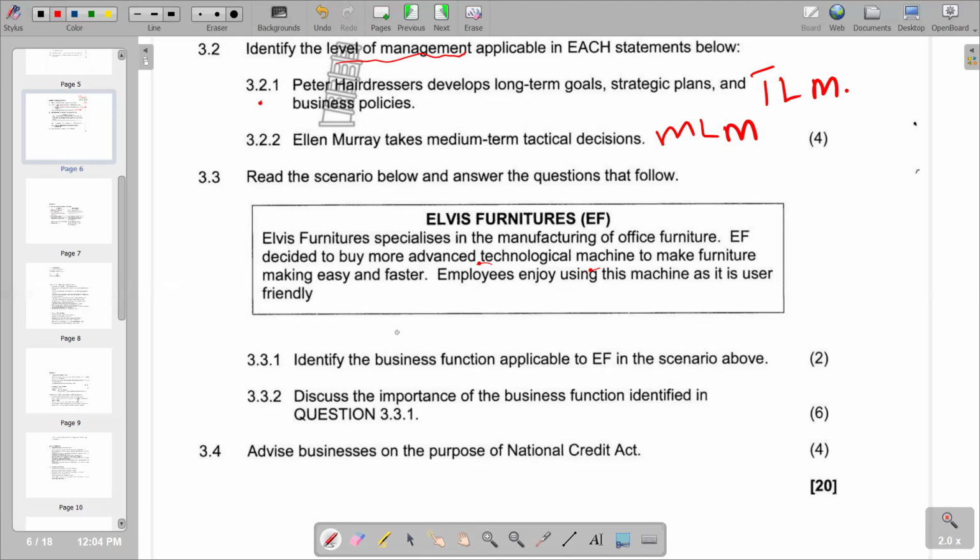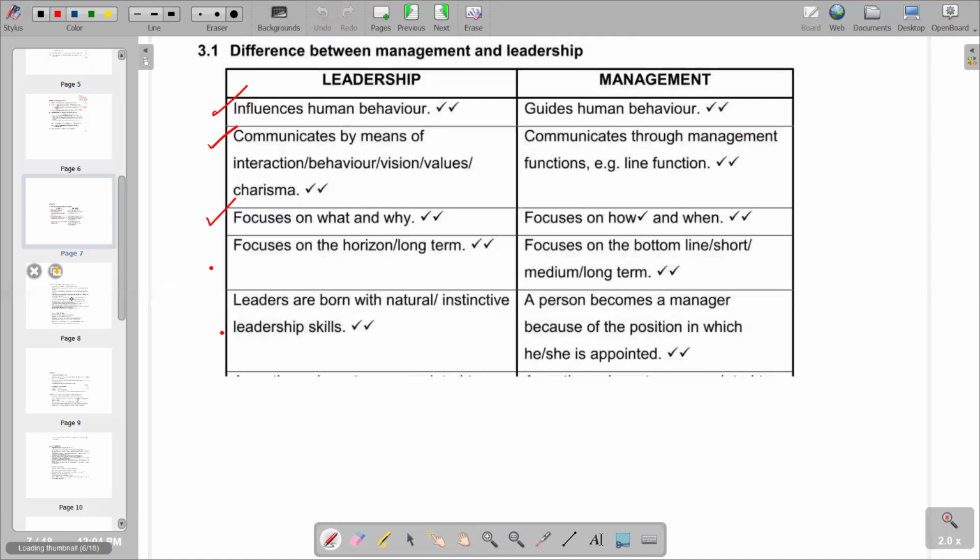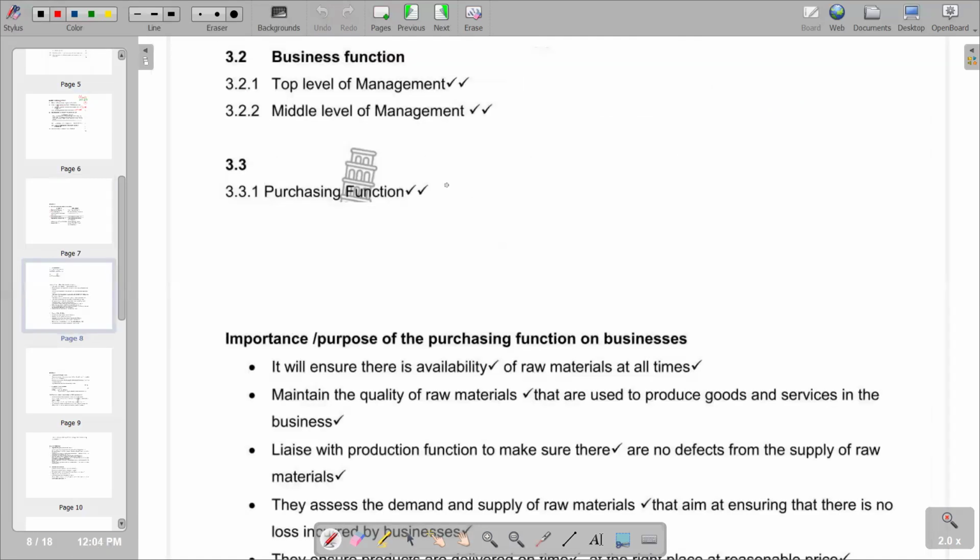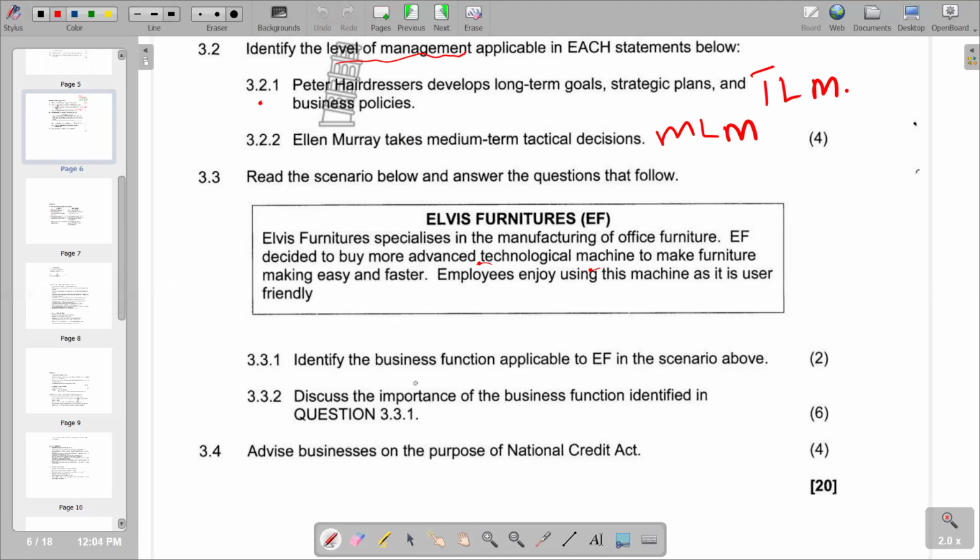So we have a purchasing function on the 3.3.1, which is as well indicated in our answer section. Going back to our question, the purchasing function is a division of a company that is responsible for acquiring the goods and services the business requires to operate. Basically, that's what you have on the acquisition of this advanced technological machine.